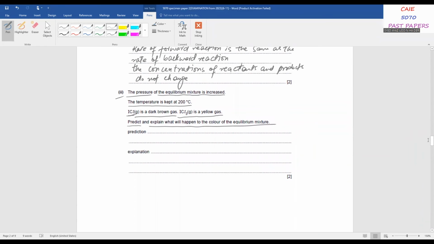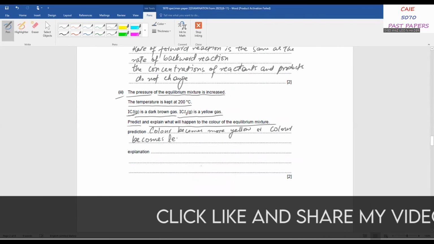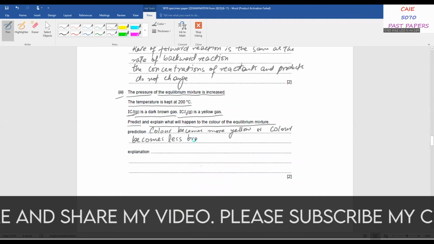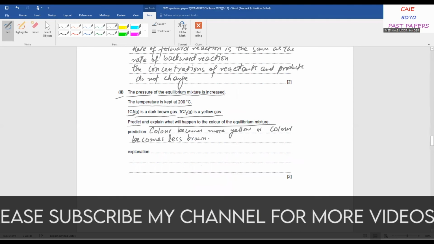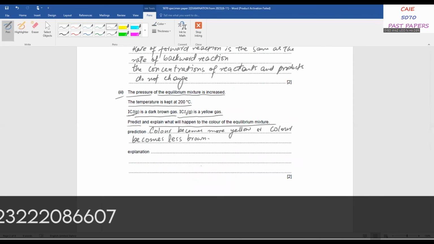The color becomes more yellow. Or you can write the color becomes less brown. You can even write it goes yellow.